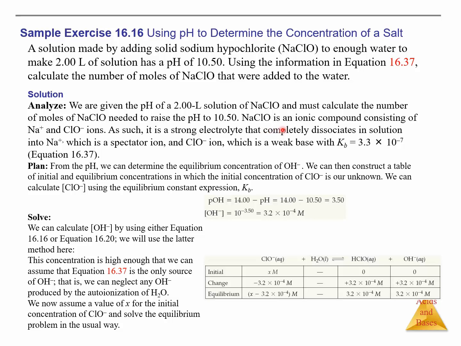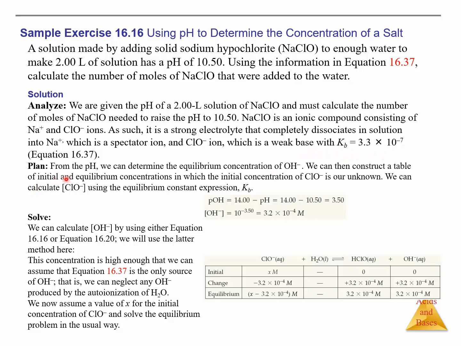Now NaClO is an ionic compound consisting of Na+ and ClO- ions. As we said before, Na+ is a spectator ion; it does not affect the pH. So it is a strong electrolyte that completely dissociates in solution. Now the ClO- ion is a weak base with Kb equal to 3.3 times 10 to the minus 7.